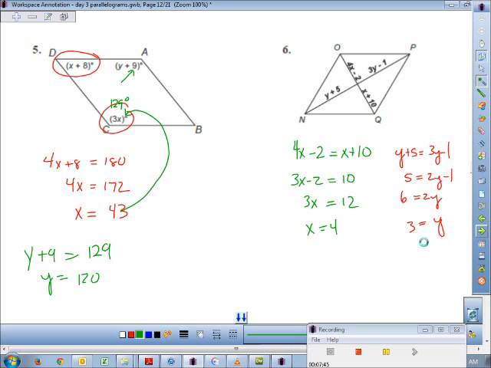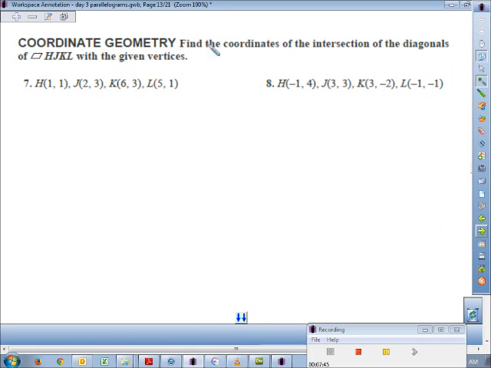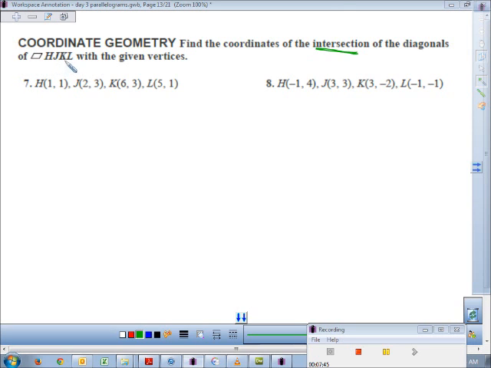Let's keep moving on. It says find the coordinates of the intersection of the diagonals of parallelogram. There's a new symbol, just like the triangle symbol, they have that in front of them. There's parallelogram HJKL with the given vertices. So find the intersection of the diagonals. Remember, there's a parallelogram, very ugly one. The diagonals bisect each other. So since that red one cuts the blue one into two equal pieces and the blue one cuts the red one into two equal pieces, they intersect at the midpoints of those segments.